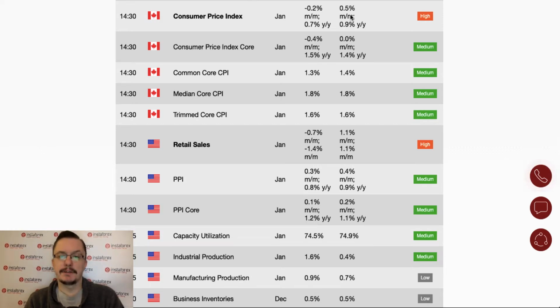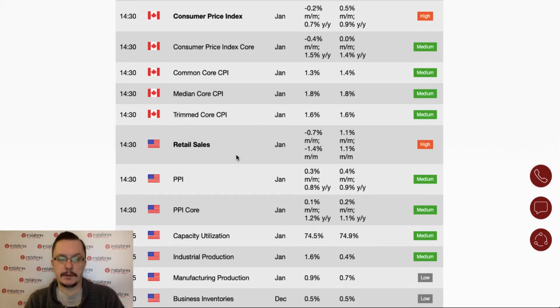So that's pretty much a decent jump in the inflation in Canada. The core is expected to increase from minus 0.4 to 0%. And as you can see, we got other consumer price index measurements here: common, median, and trimmed core CPI.